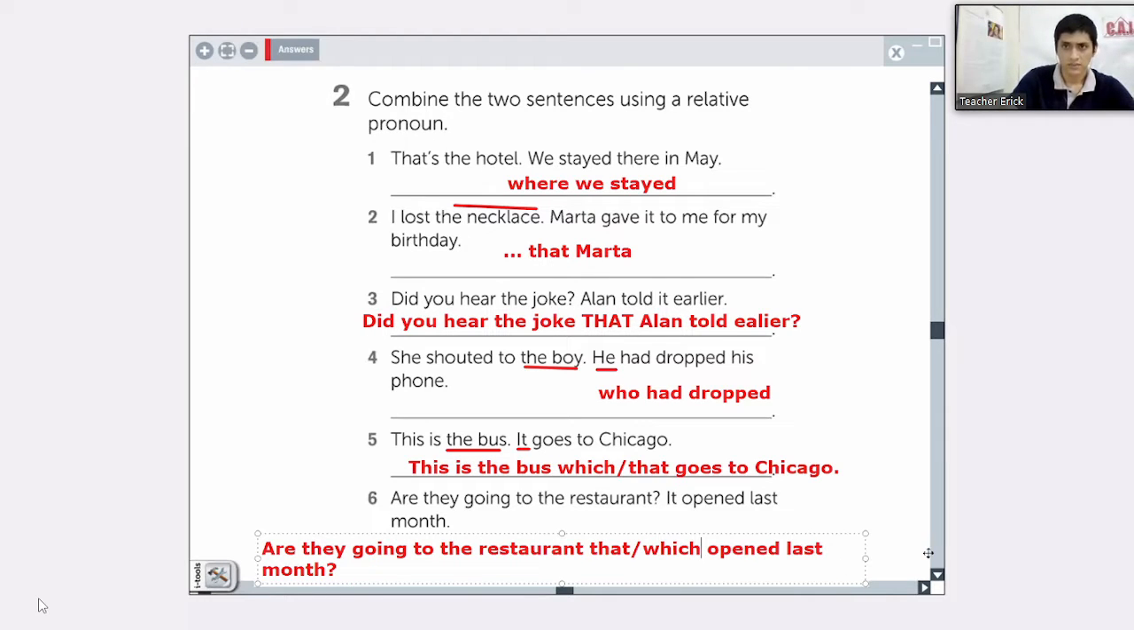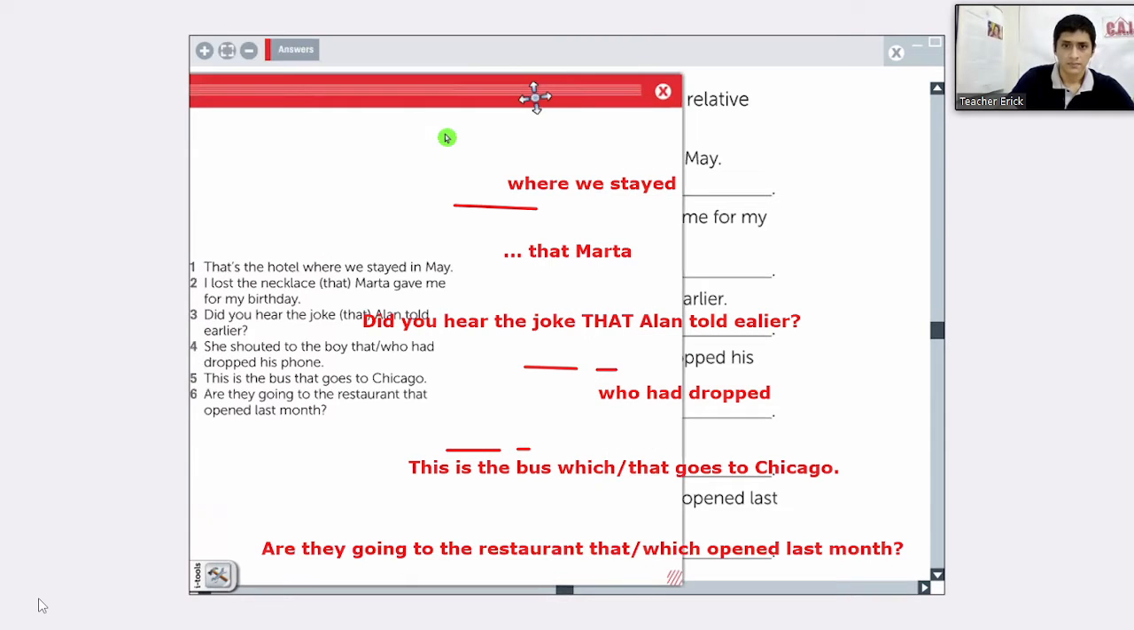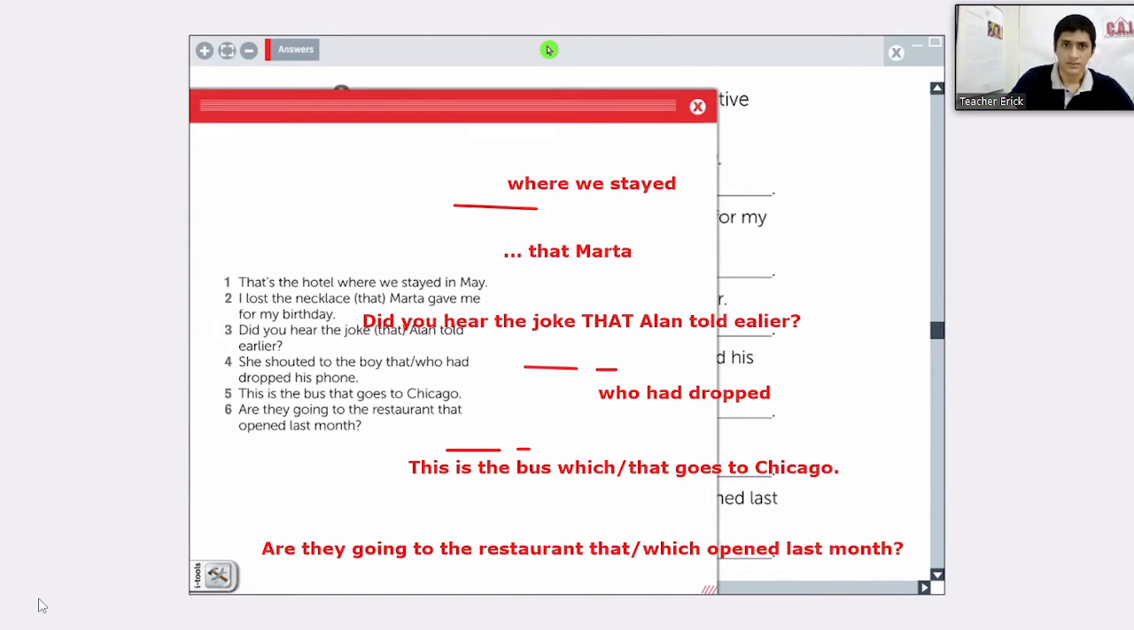And okay, I'm going to show you now the answer. But we have the correct. But anyway, let's see. I'm going to erase this one. So number one, that's the hotel where we stay. Number two, I lost the necklace Marta gave me, or yeah, we can use that or not, okay? Because we have the subject and a verb. I lost the necklace that Marta gave me, or Marta gave me.